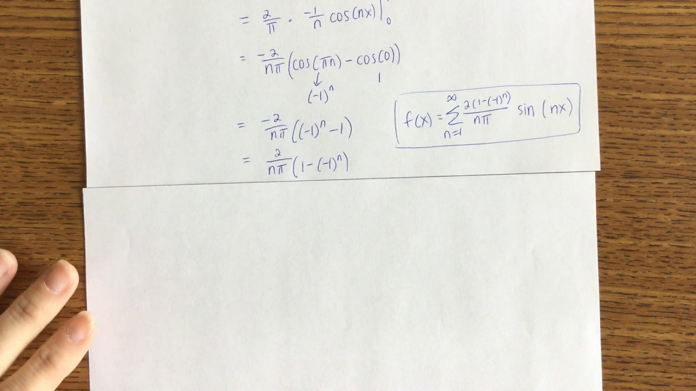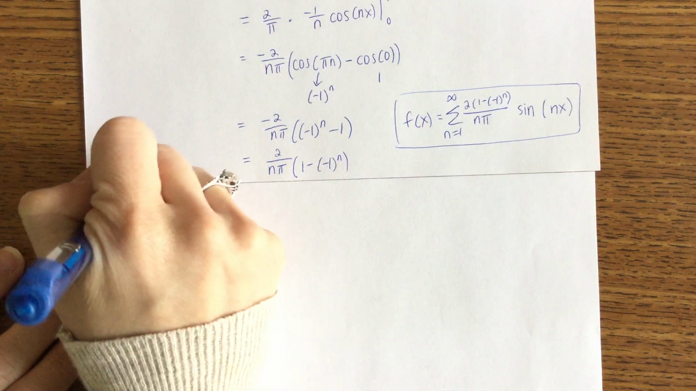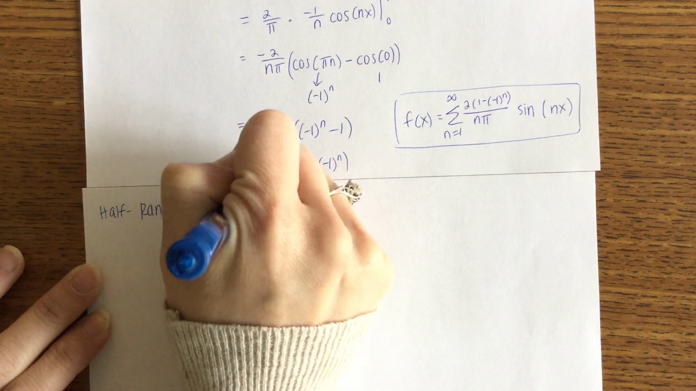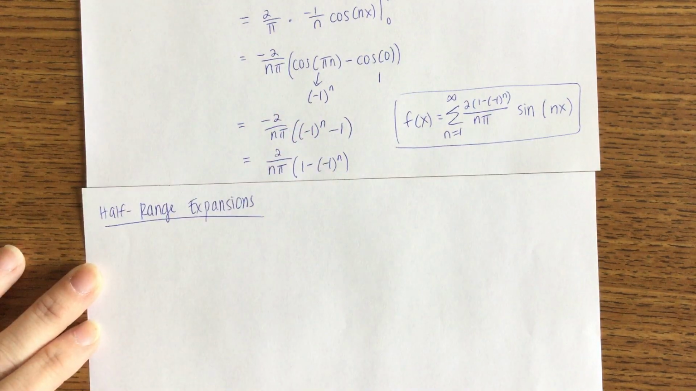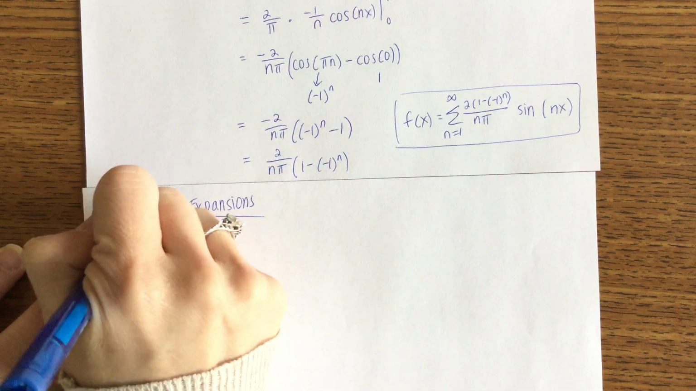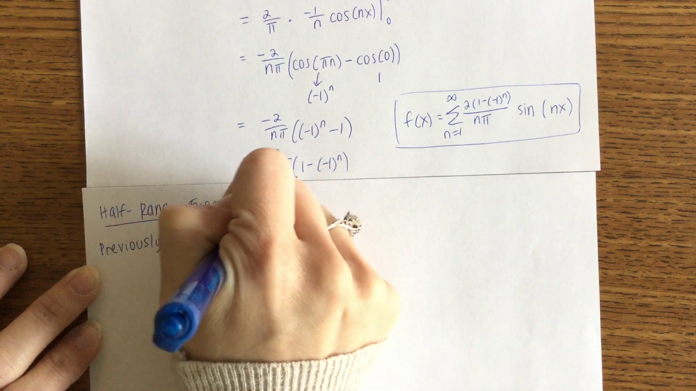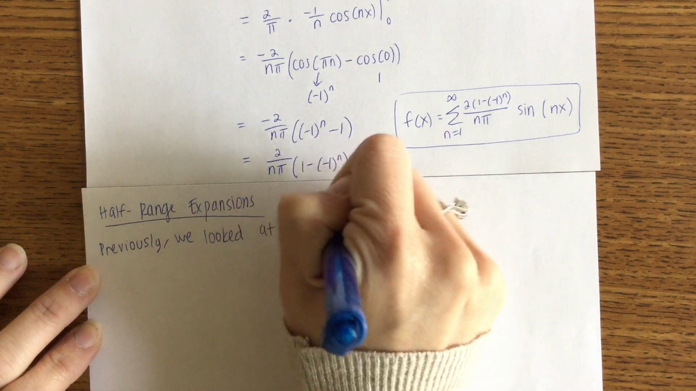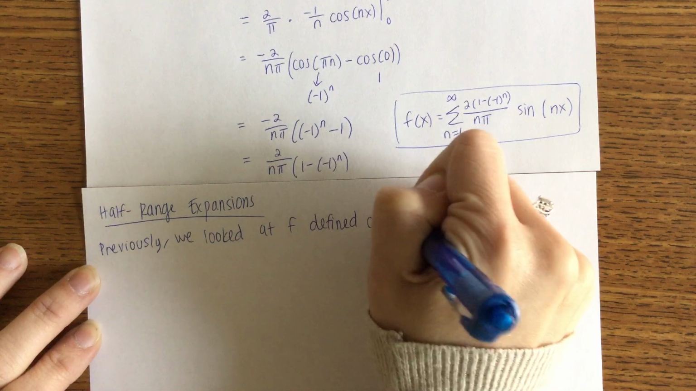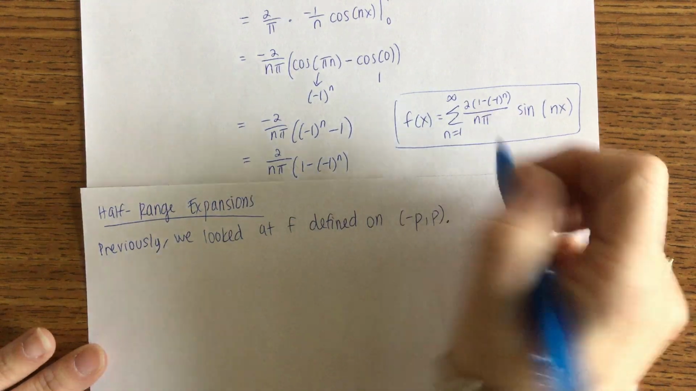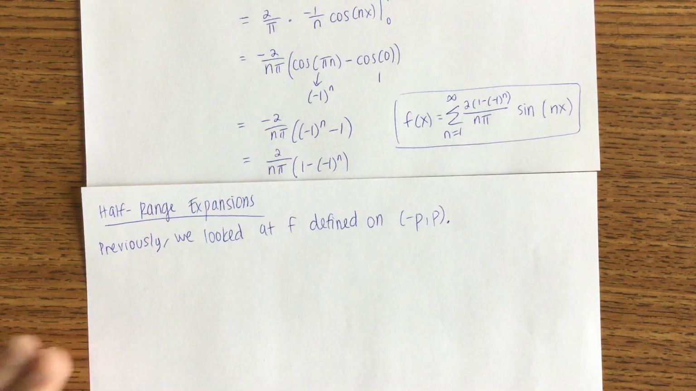Okay. Next thing we need to talk about is what's called a half-range expansion. So previously, yesterday and today, we looked at f defined on an interval negative p to p. What we need to address next is what happens if we're only defined on 0 to p, not negative p to p.